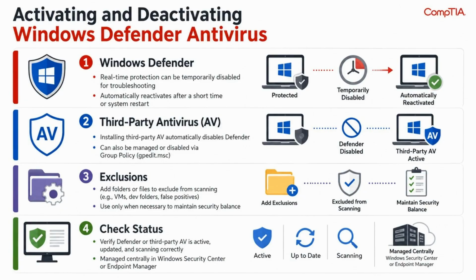Exclusions let you skip scanning specific folders or files, like VMs, dev folders, or known false positives, but use them only when necessary to maintain a security balance. Always check status to verify Defender or third-party AV is active, updated, and scanning correctly.